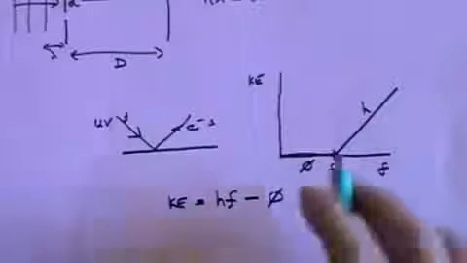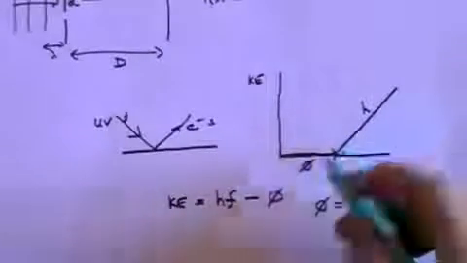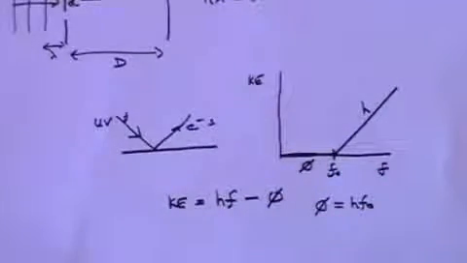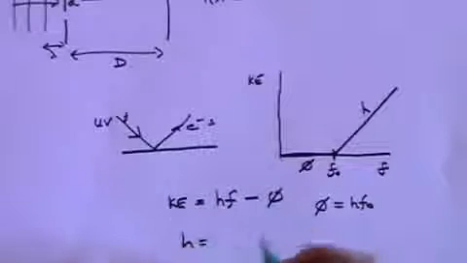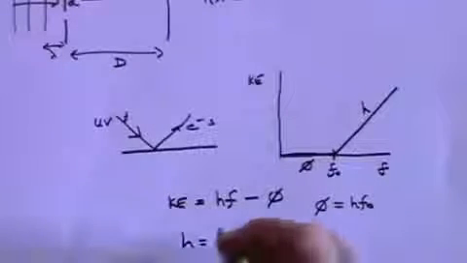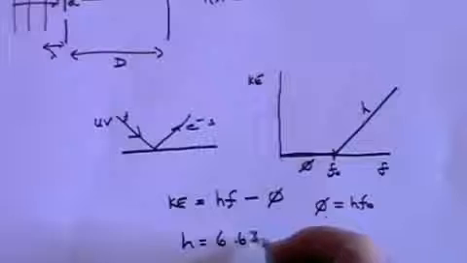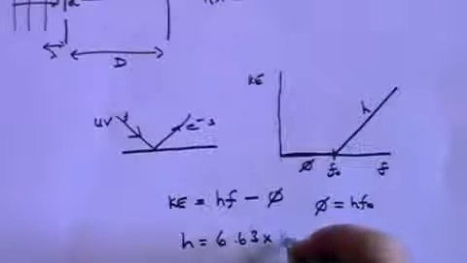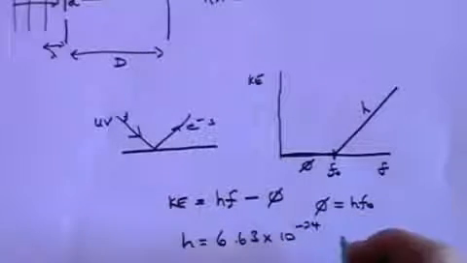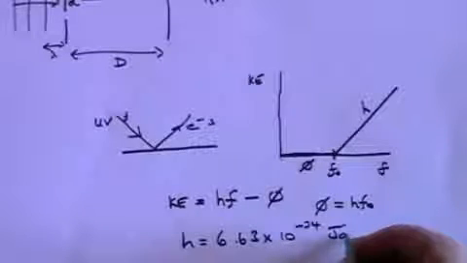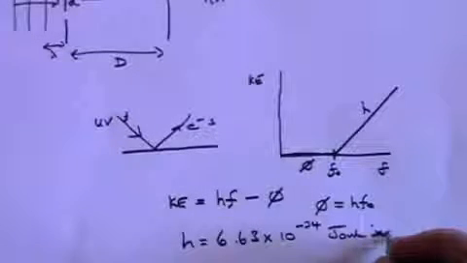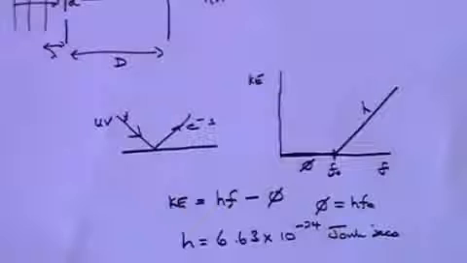Now if you measure the gradient of this line, you will get what is called Planck's constant, that's h, and its value is 6.63 times 10 to the minus 34 joule seconds. Not joules per second, but joule seconds. That, you'll notice, is a very small amount. 10 to the minus 34 is very, very small.